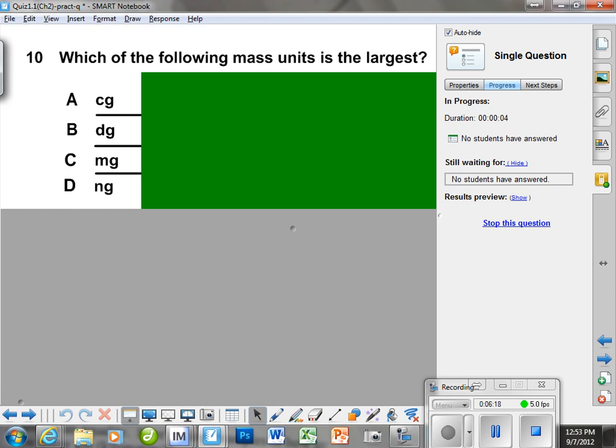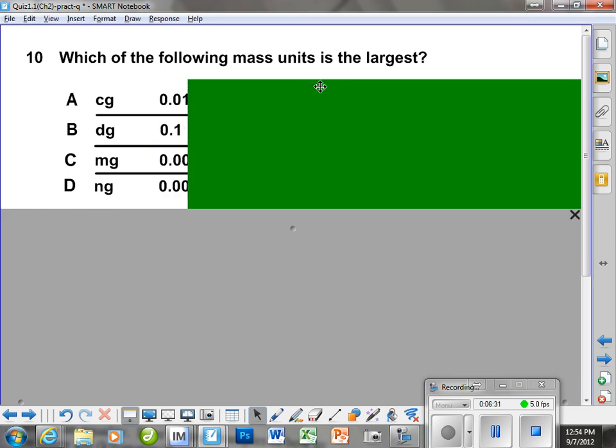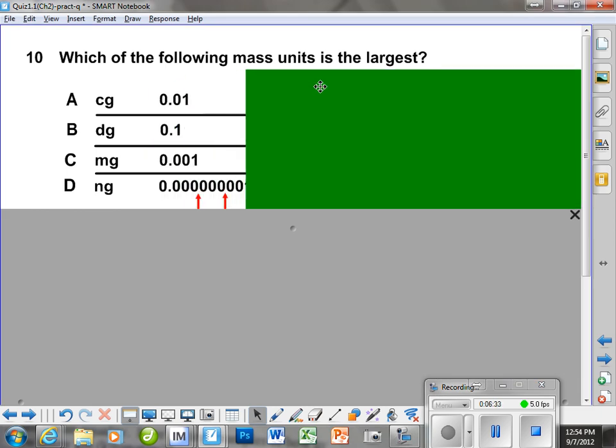Don't do that. The class has just answered the question, and the correct answer was D, and D seems to be in the minority, which is a problem. So let's look and see how this works. You said which one is the largest? This is the largest. D is the smallest. E is the smallest.